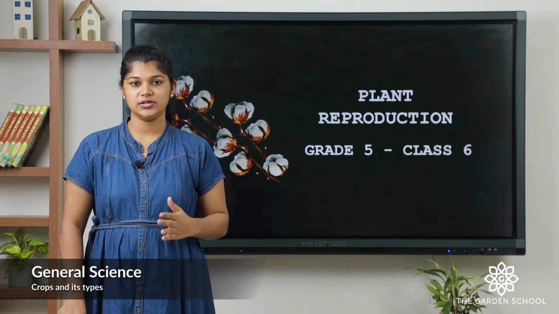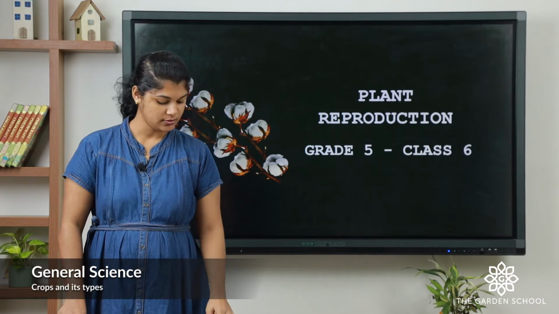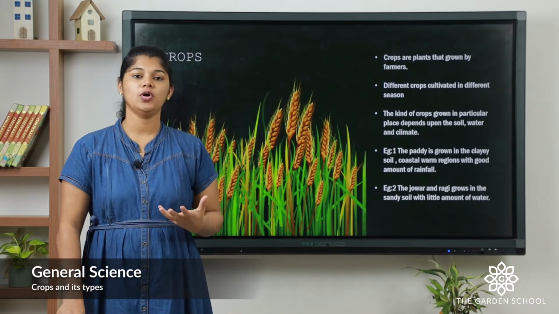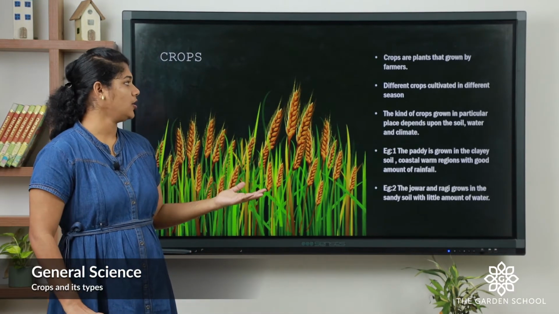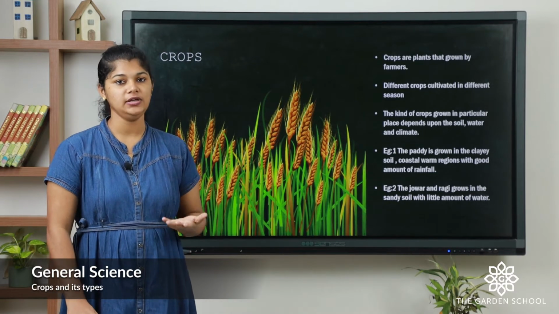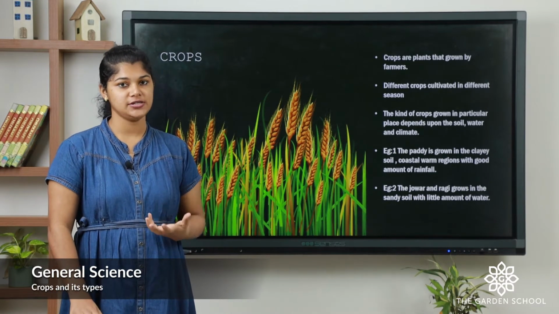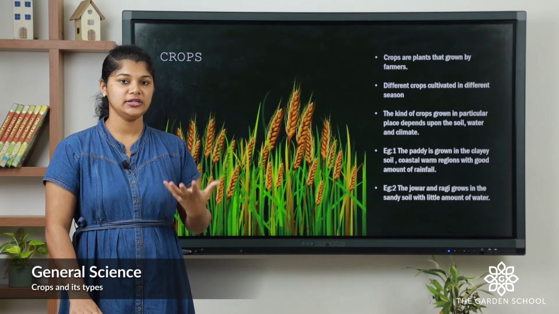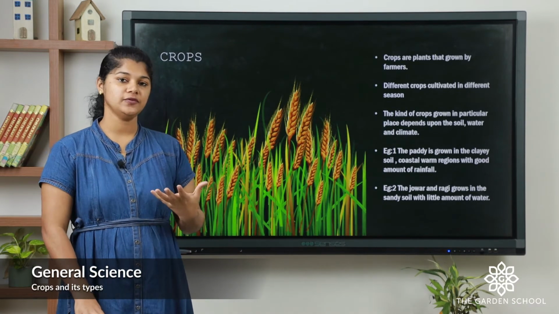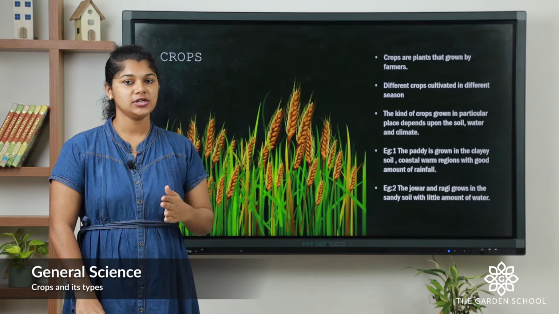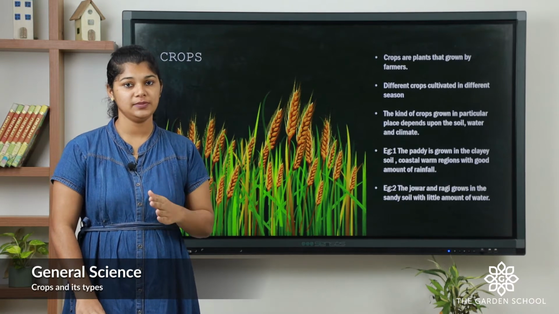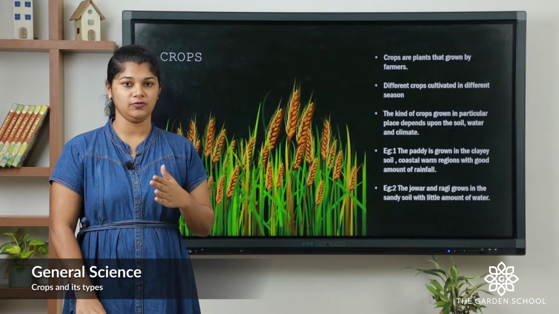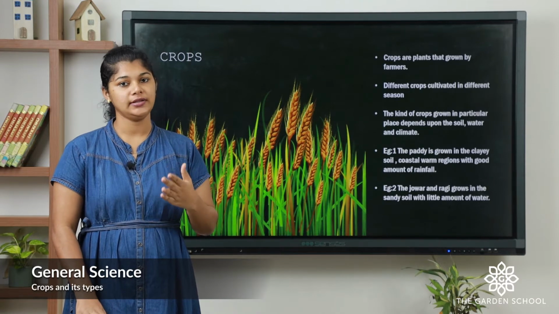Today we are going to discuss the crops. You know what is meant by crops? Crops are plants that are grown by the farmers. There are different kinds of crops that are grown in different seasons, and kinds of crops are grown in a particular place depending upon the availability of water, soil and climate.